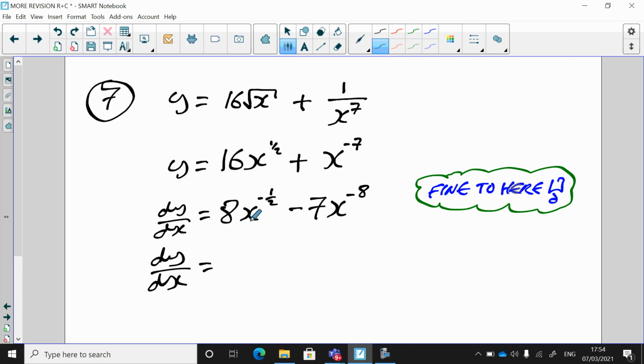8x to the negative half, well, x to the negative half, we could bring that downstairs, it'd be 8 over x to the half, and then we could just write it as 8 over the square root of x. Okay, I'm not going to spend all day on that. And here, we could just take x to the negative 8 downstairs and leave negative 7 upstairs, or just put the negative 7 at the front. So I'm just going to have that as negative 7 over x to the 8.